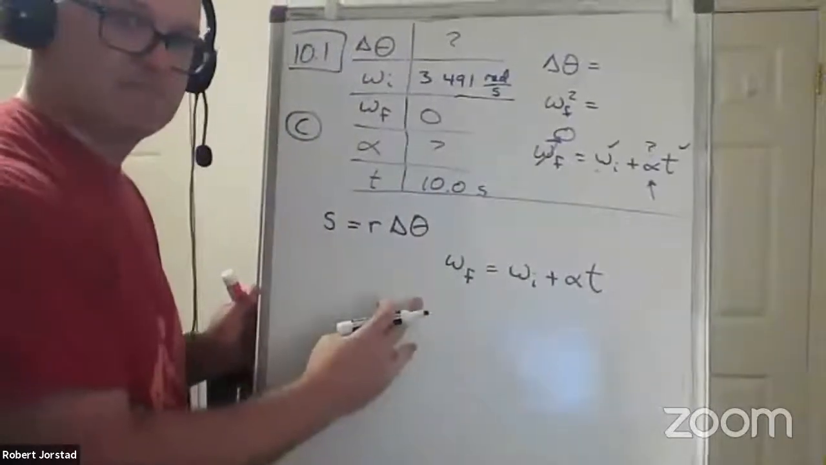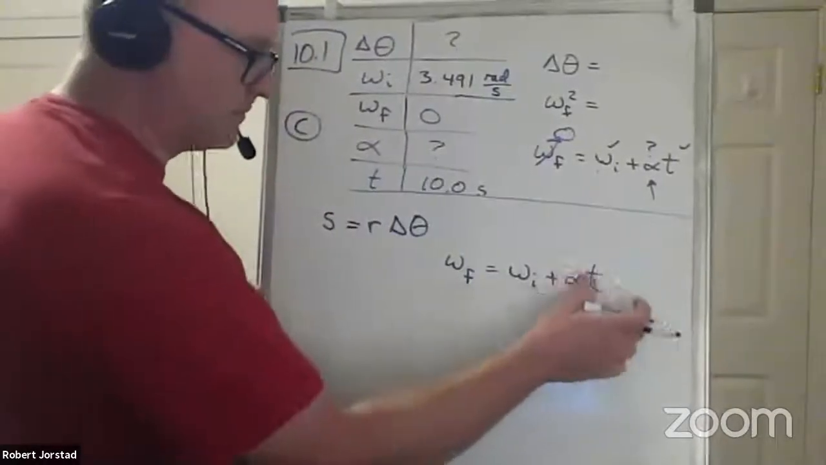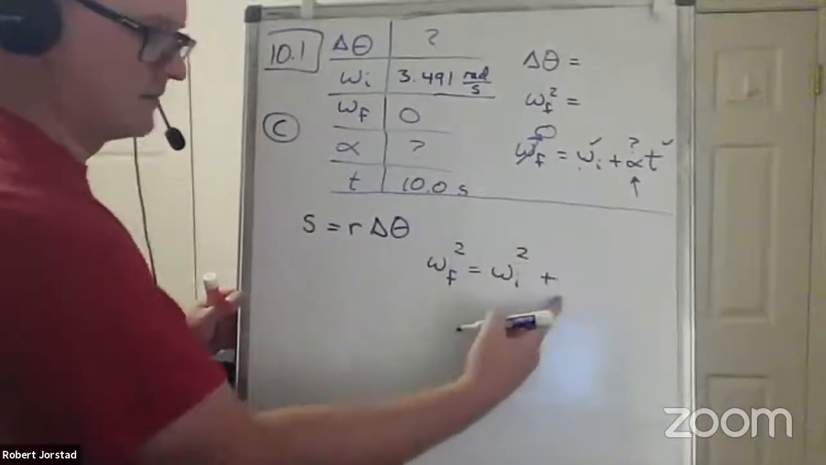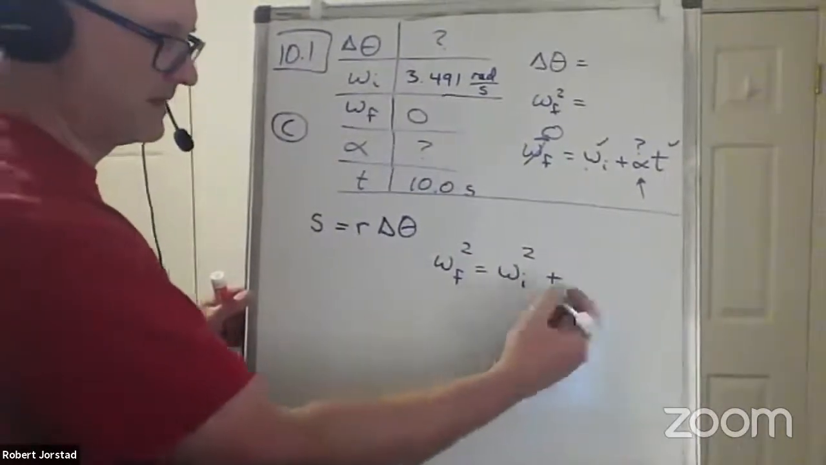What about omega final is equal to omega initial plus alpha t? Does that have delta theta in it? Yeah, if you rearrange the, wait, no. No. So that wouldn't work. What do I put over here? 2 alpha.